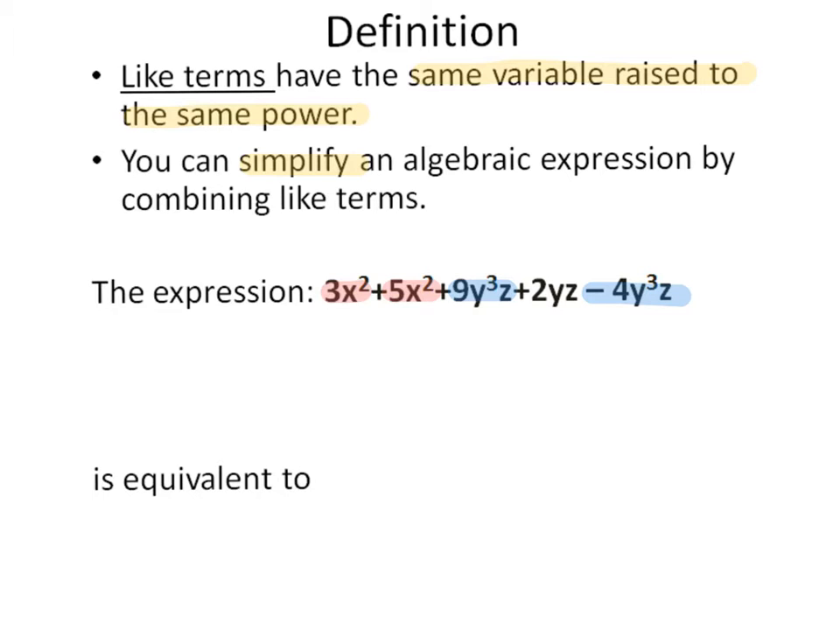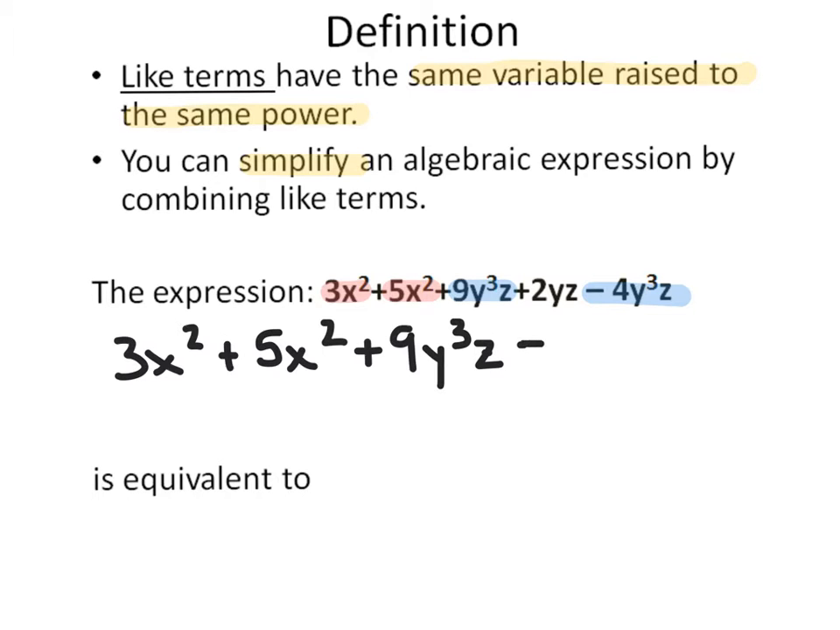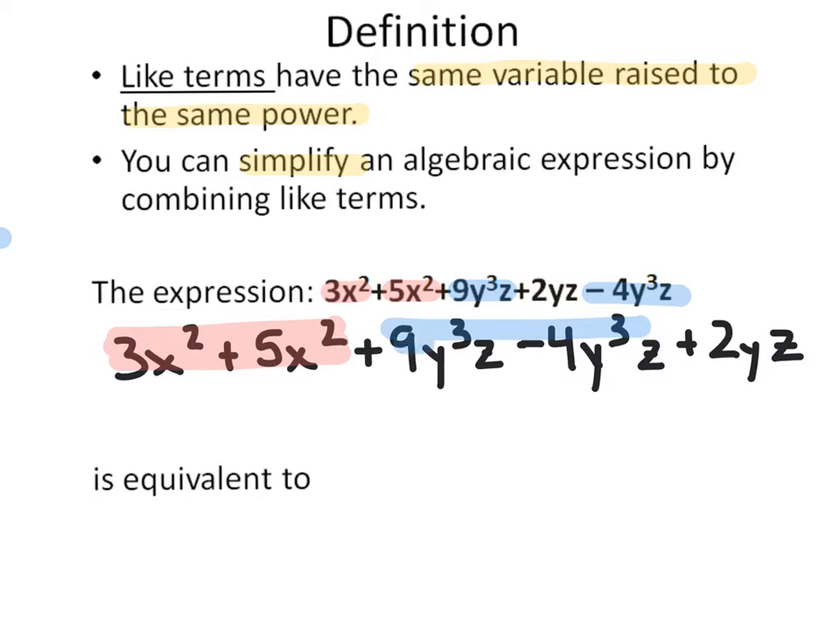If we were to rewrite this expression and write our like terms next to each other, we could say 3x squared plus 5x squared plus 9y cubed z minus 4y cubed z plus 2yz. Again, we have 3x squared and 5x squared as like terms, and 9y cubed z and 4y cubed z as like terms.